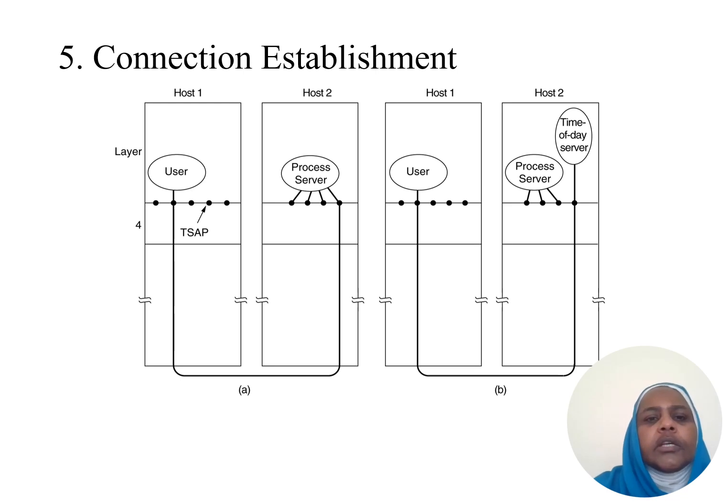As we can see here, the establishment of the connection starts from the sender, where the sender will send a connection request to the receiver. On the receiver, there are multiple processes, as we have said. They can be an email server, a web server, a Telnet server, and a file transfer server. All these can be present on the receiver.